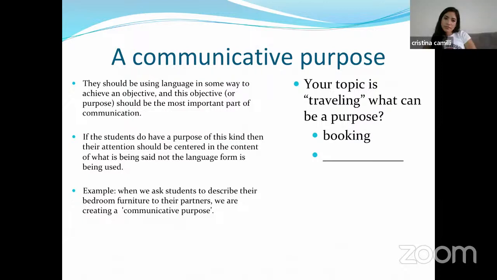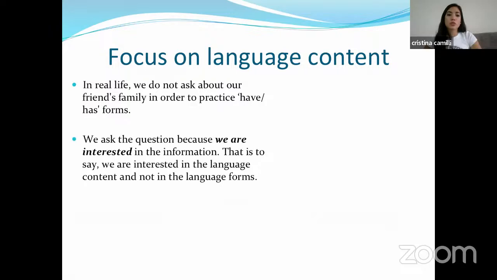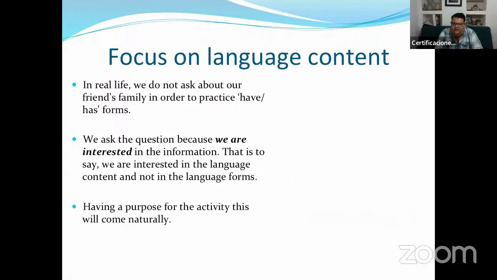And then focus on the language content, Christina. In real life, we do not ask about our friends' family in order to practice have or has forms. Right? We don't describe family to say he or has. No. We ask the question because we are interested in the information. That is to say, we are interested in the language content and not in the language forms. Exactly. So having a purpose for the activity, this will come naturally.